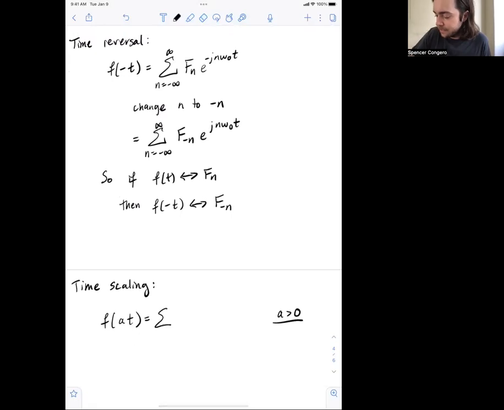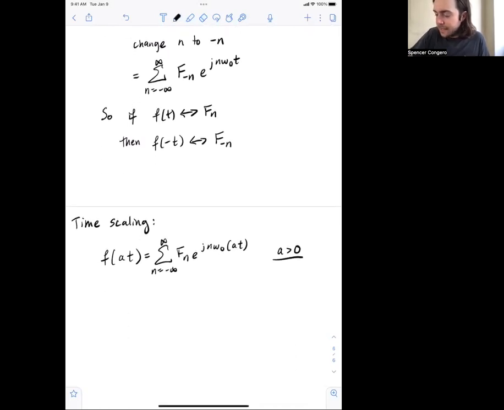Okay, so what happens here? I'm going to have f sub n, e to the j n omega naught, and then I plug in at now, right? Because that's the only place this time argument appeared. So I put an at right there, f of at. And now I'm going to do something a little different that we haven't quite seen yet.